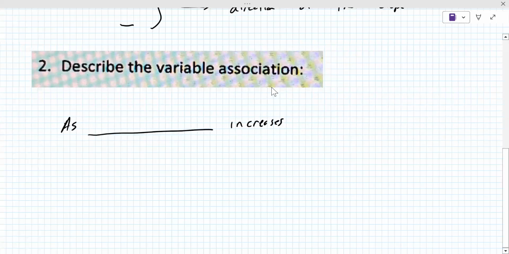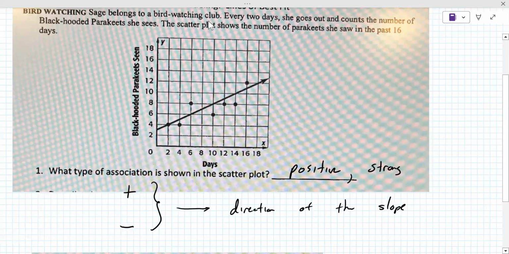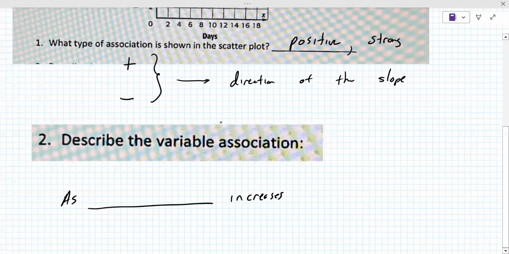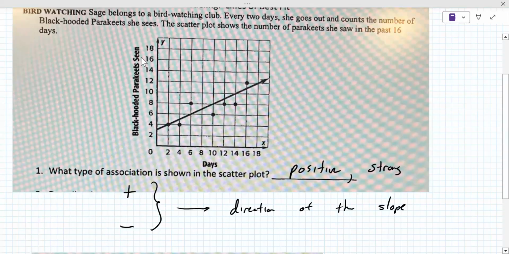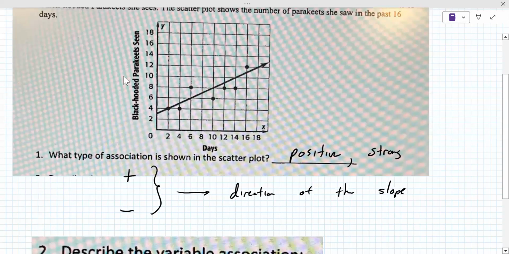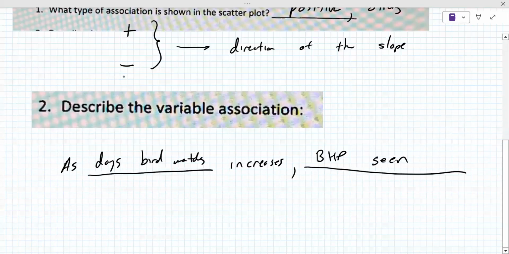The X variable in this case? Like the number of days. Days bird watching. Days might want to be a little more specific. And it always increases. And then we say, and this is the Y variable. What's the Y variable? The black hooded bird. Yeah, the number of times they see it. The black hooded parakeets seen. And does it go up or down? Does it increase or decrease? It's going up. Yeah.